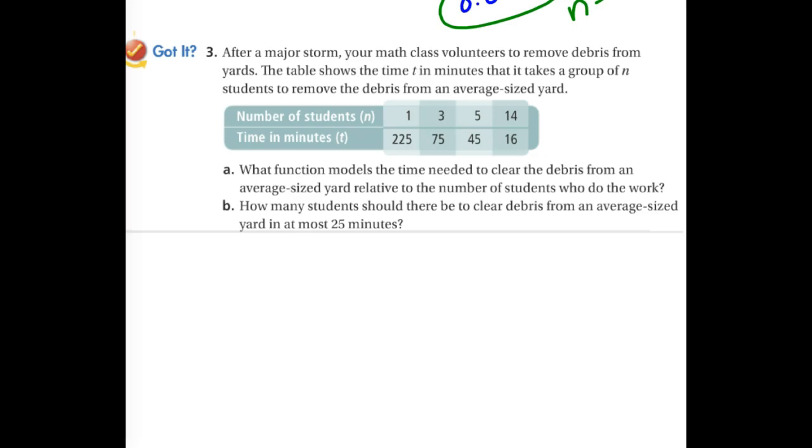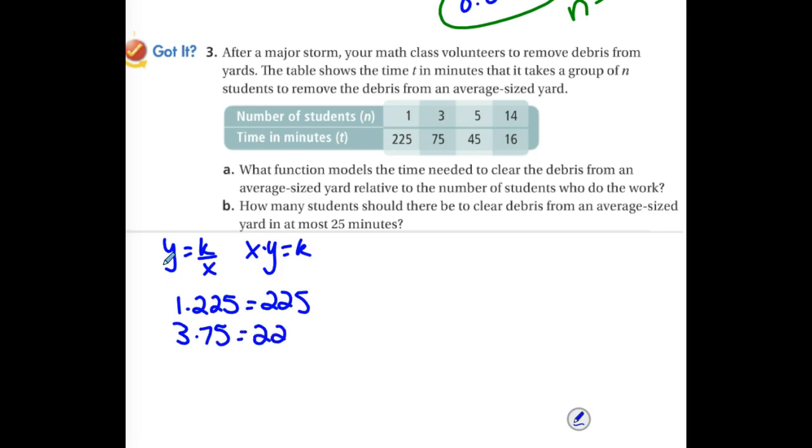All right, I'm going to give you guys a minute. I want you to figure out what your constant of variation is. What is your value for k? All right, so we need x times y to be a constant. So 1 times 225 is 225. 3 times 75 is 225. 5 times 45, 225. And 14 times 16, 224. Close enough? We're going to go with 225.